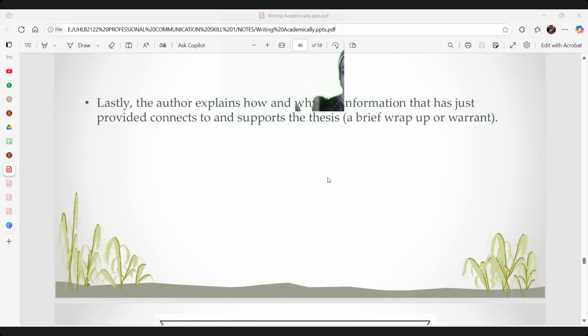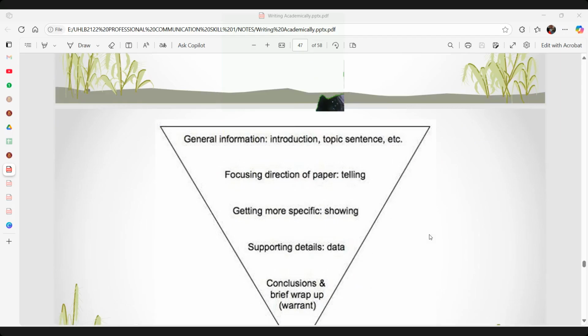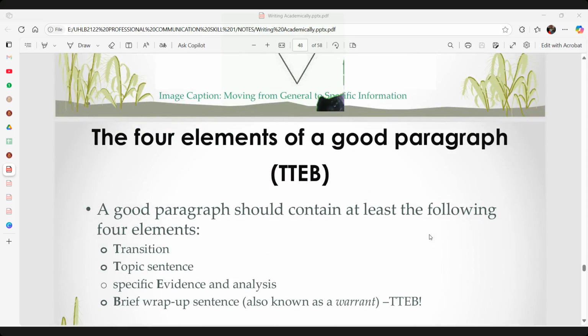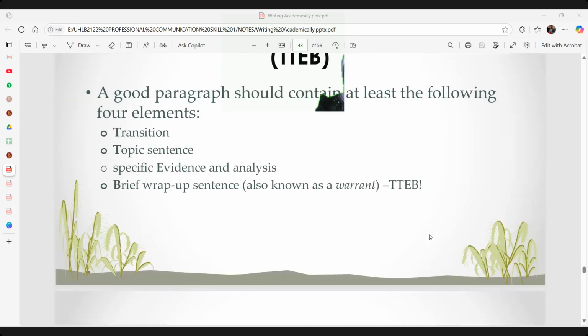And then the concluding sentence is basically wrapping up every single thing that you have written in your paragraph just now. So this is the graphic. This is how it should be. The 4 elements of a good paragraph: transition, topic sentence, evidence, and brief wrap up. If you have all of these 4 elements in each of your paragraphs, and in that essay for that matter, you are talented, you are good with your writing.